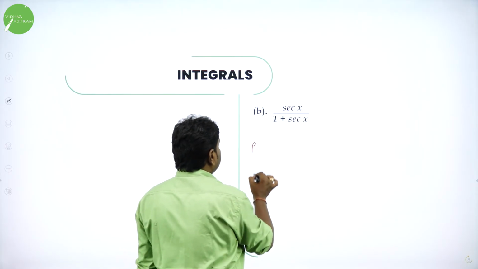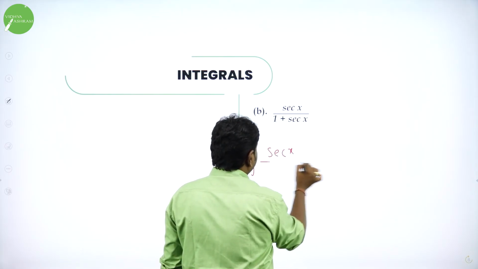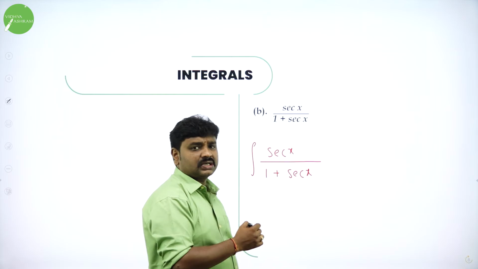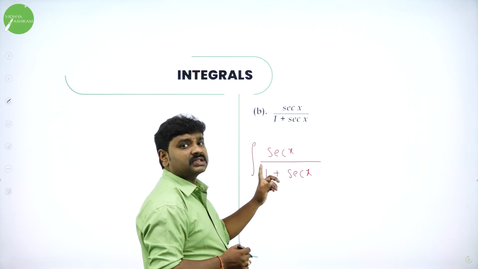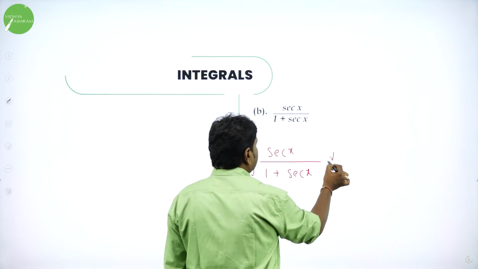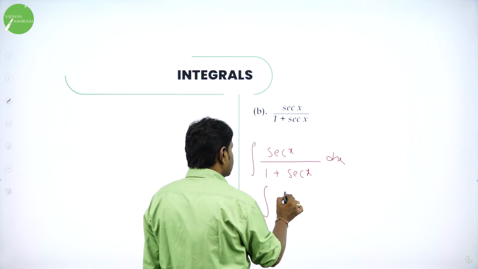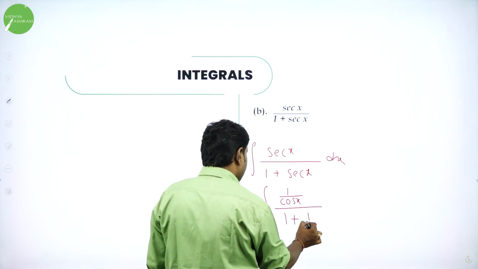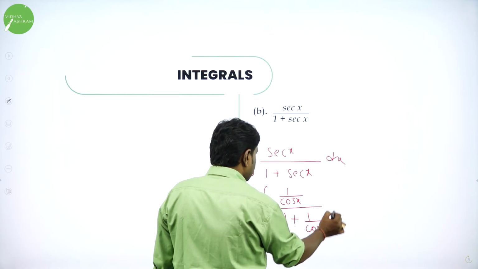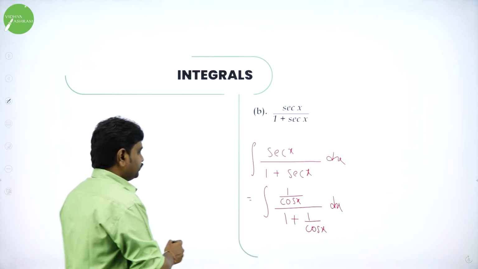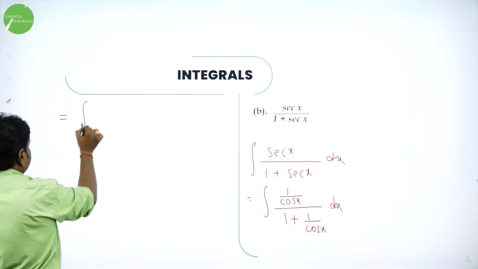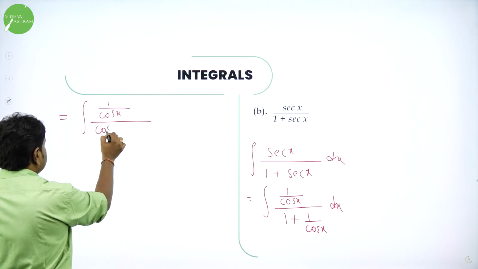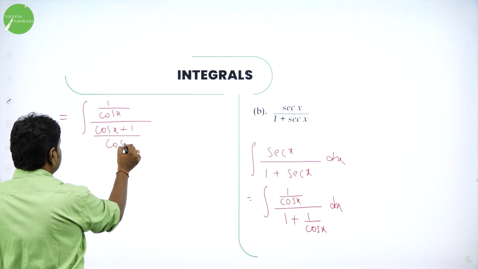Integration of secant x by 1 plus secant x. I told two methods are possible. Secant can be written as 1 by cos, so then it will become 1 by 1 plus cos x. Then you rationalize. Or directly you can rationalize. So can I write secant x? Secant is the reciprocal of cos. Secant x can be written as 1 by cos x. In the denominator also I will write 1 plus 1 by cos x. Further, the numerator is integration of 1 by cos x. The denominator is cos x into 1 is cos x plus 1 divided by cos x dx.